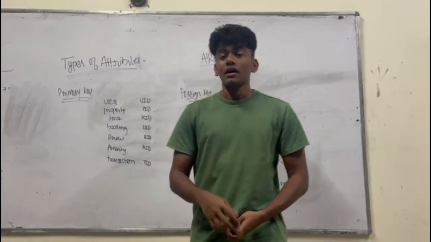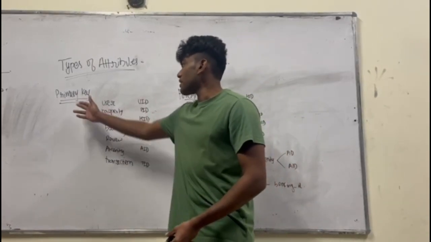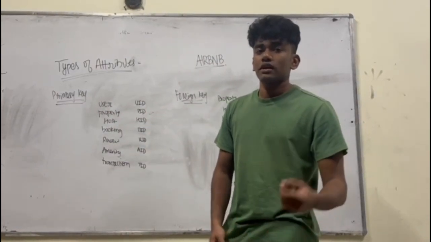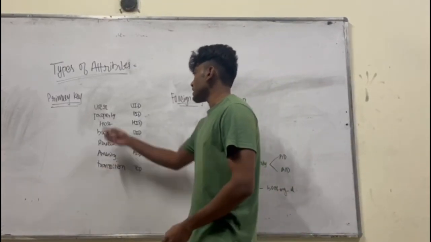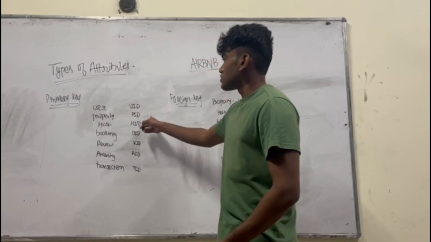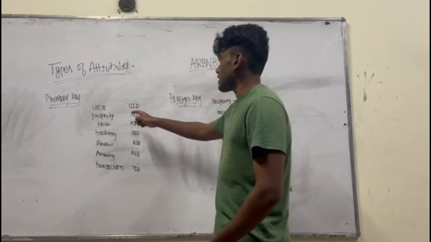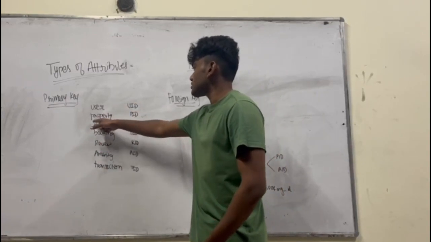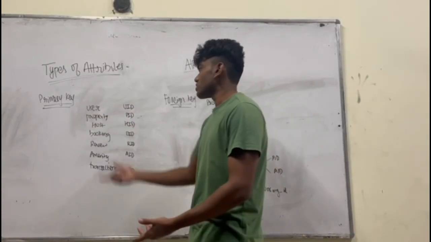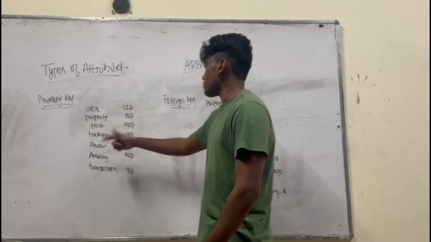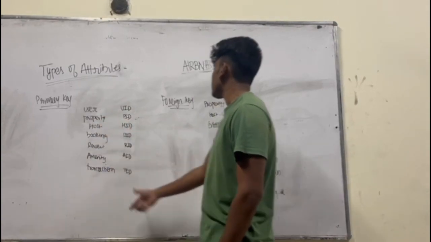And then coming to types of attributes, we have primary key, which should be unique and not null, as we have discussed before in many of the examples. And then we have user ID, which is UID. So basically, this works like whatever the name is, just take the first letter and put an ID. It's just naming them. So you can put PID for property ID, HID for host ID, just like that. You can see the rest.